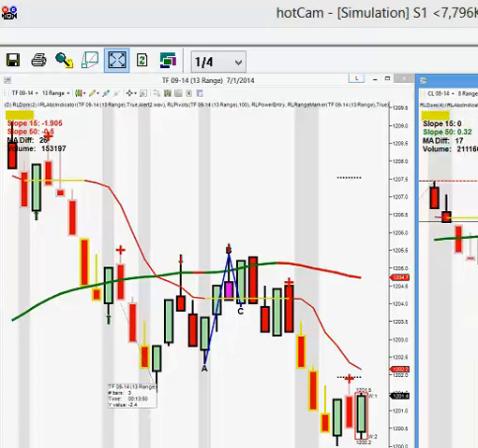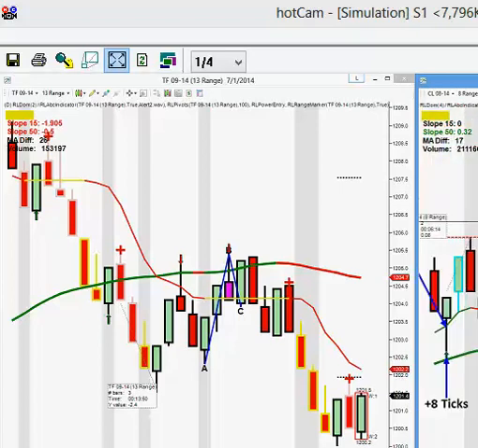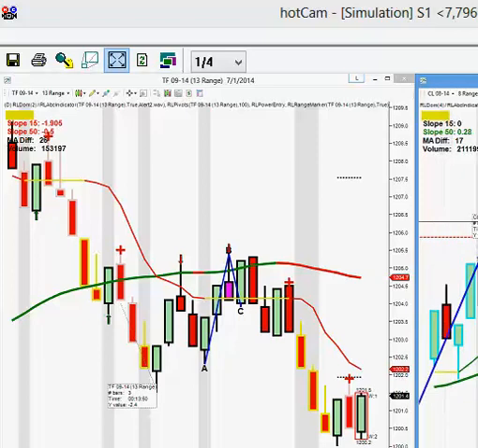Now I'll just show you right here. Okay, they were time stamped. Each of these trades was DL long, DL short, and DL long. They were all stamped.